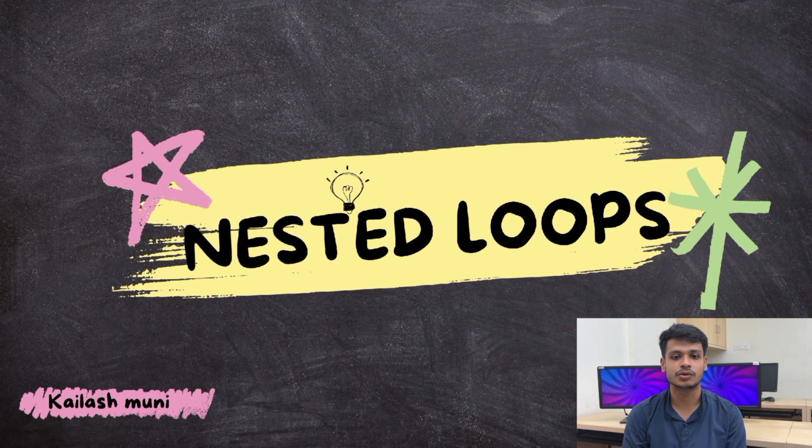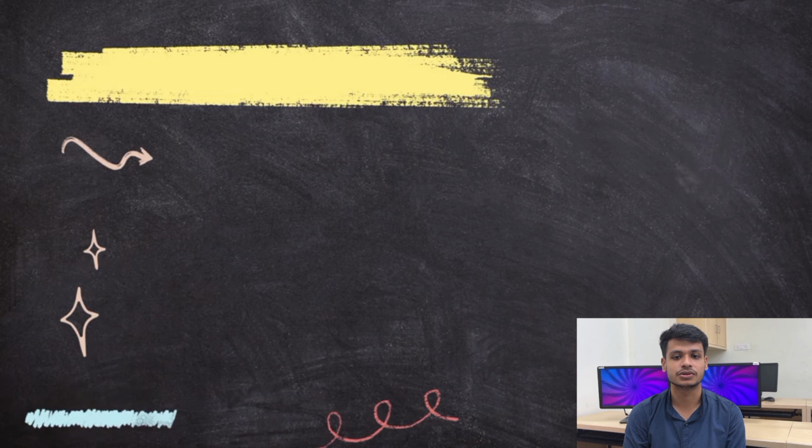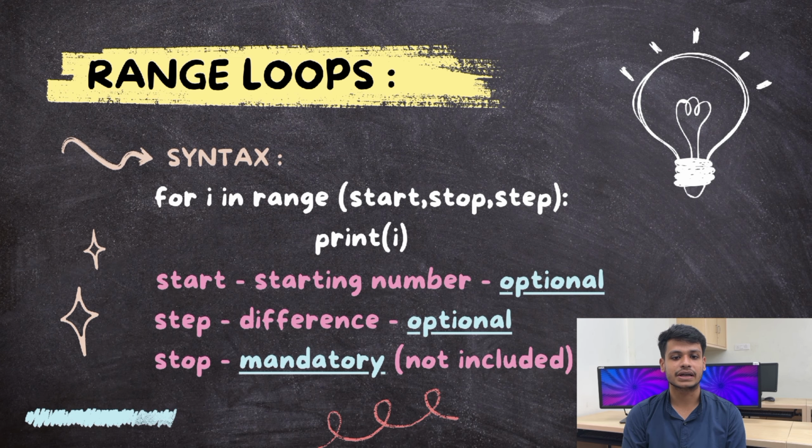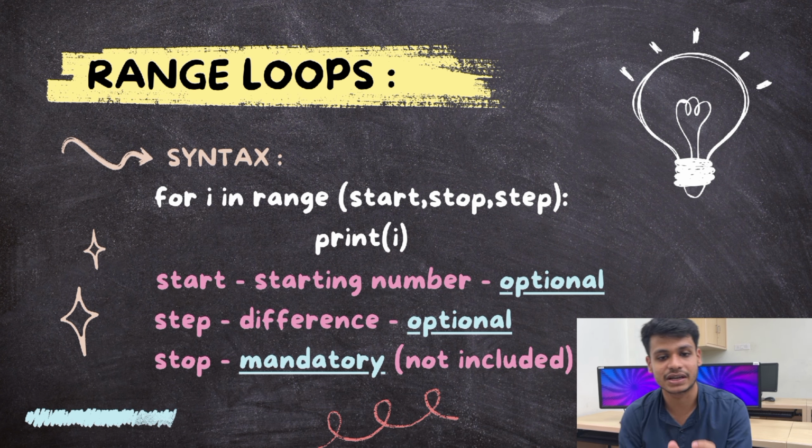Before teaching nested loops, let me tell you a little about range loops so that it becomes easier for you to understand the code. So the syntax of the range loop will be for i in range, then inside the brackets we have space for 3 numbers separated by commas. The first number will be the starting number, the second number will be the stop number, and the last number will be the difference between the two numbers. Here start and step are optional and the stop number is mandatory.